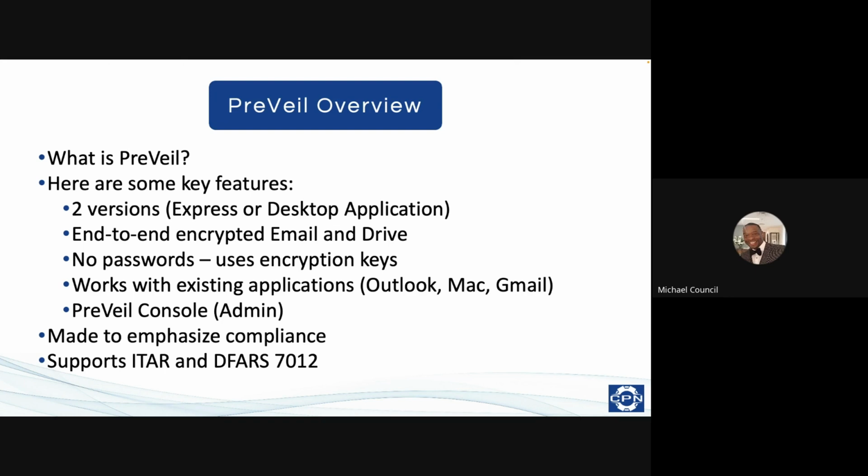One big thing about PreVeil that's different than other cloud applications is that it's end-to-end encrypted for the email and drive. What does that mean? Why is that important? Well, your data, your information that's going to be in your tenant or your little enclave, is encrypted. PreVeil can't get to your information. Only you can get to your information.